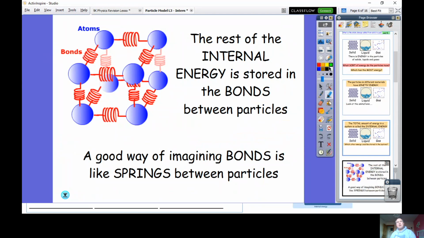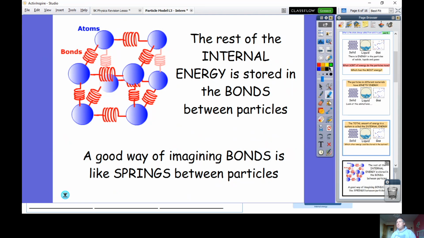Well, the other part of the energy is the energy stored in the bonds between the particles. A good way of imagining the bonds or the forces between the particles is to imagine the springs holding the particles together if you try to pull them apart. There aren't really springs there. It's just a good way of imagining it.